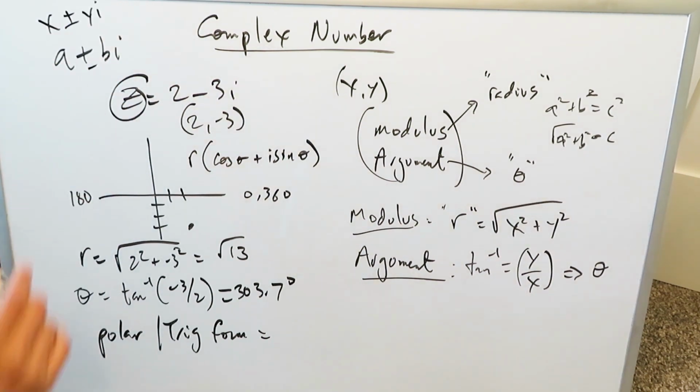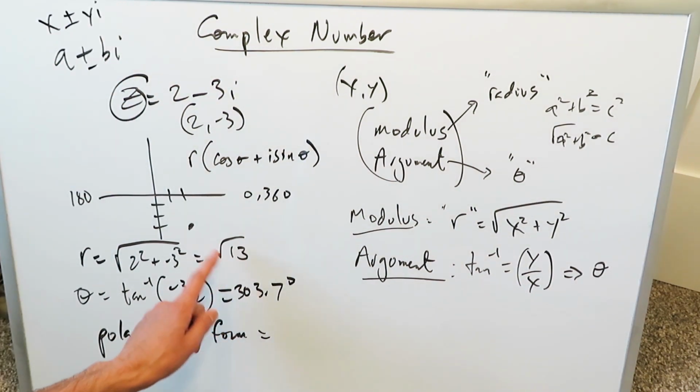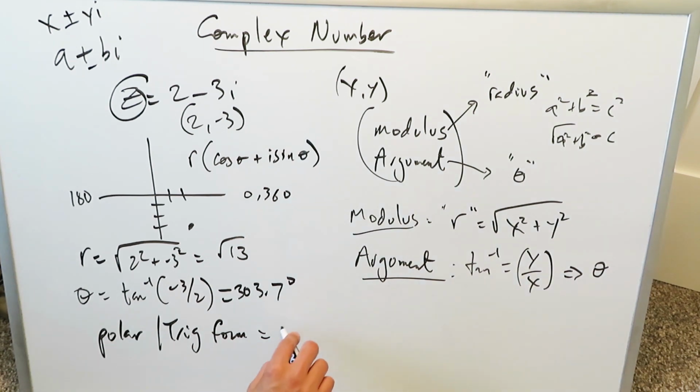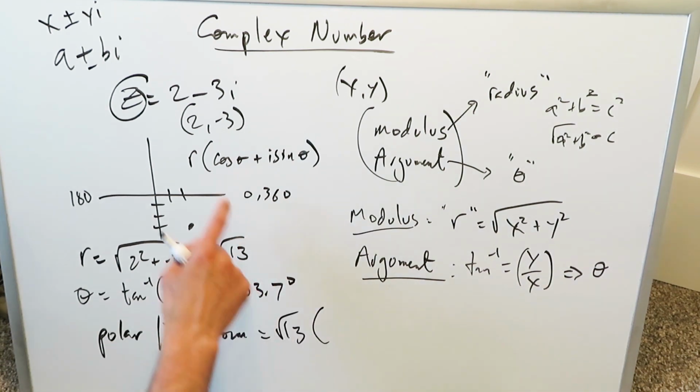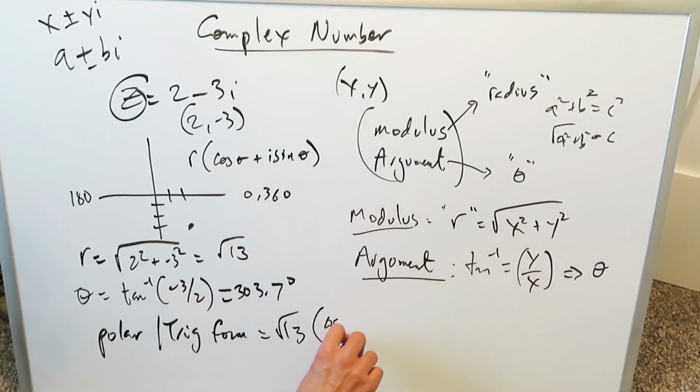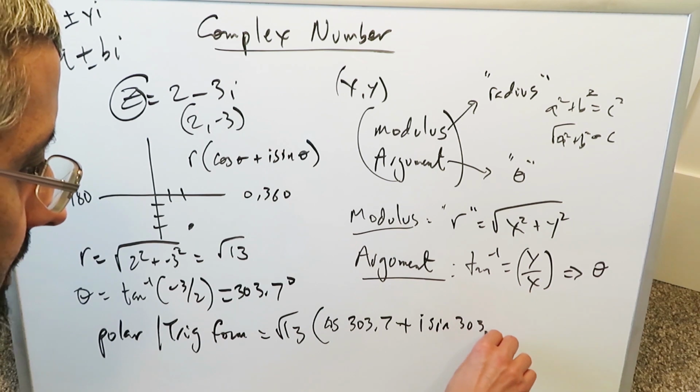And of course you can always bring in the minuses. Let's convert this outcome into a polar trigonometric form. I have root 13, which is my r. Then I do cosine 303.7 plus i sine 303.7.